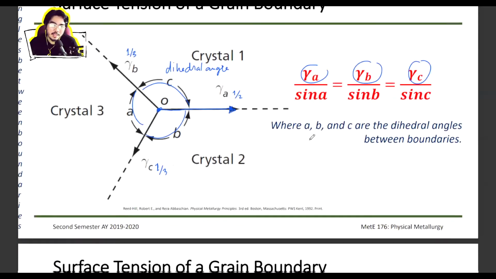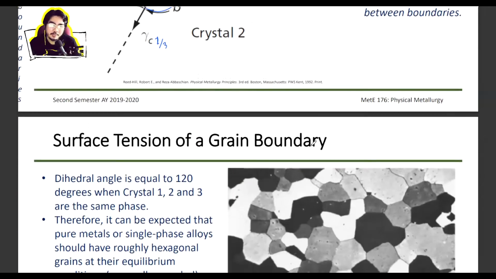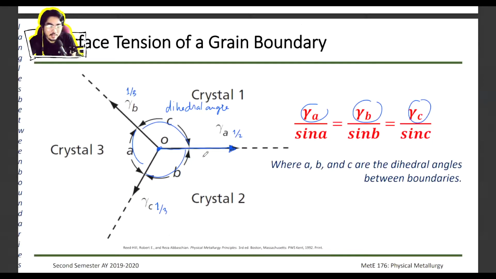Now let's imagine we have the same crystals. Suppose this is just the same material, all the same crystal. If it's the same crystal, then it's expected that sigma will be the same. Because, let's just say crystal 1 is copper.